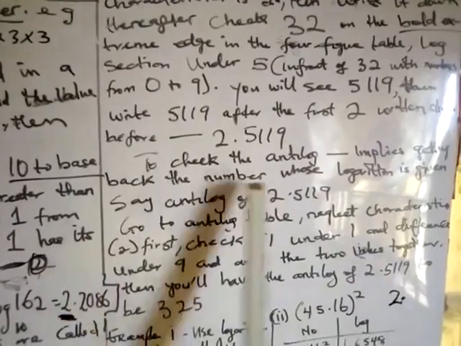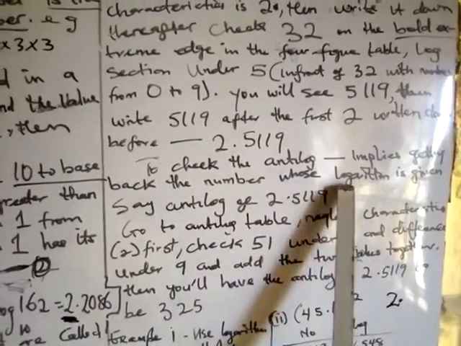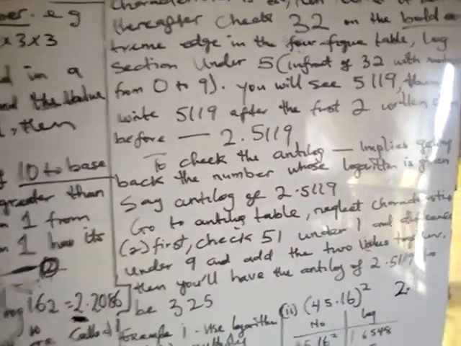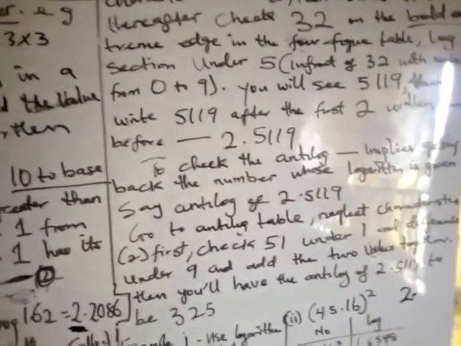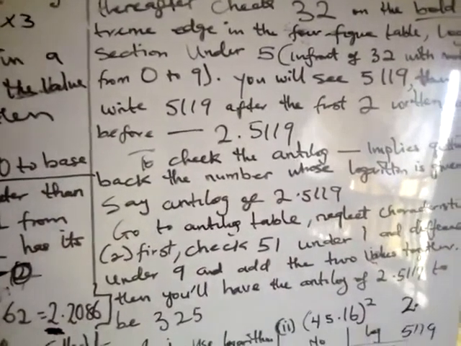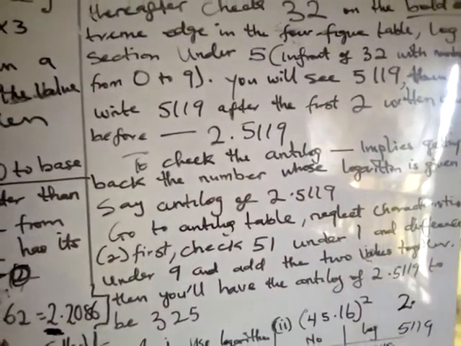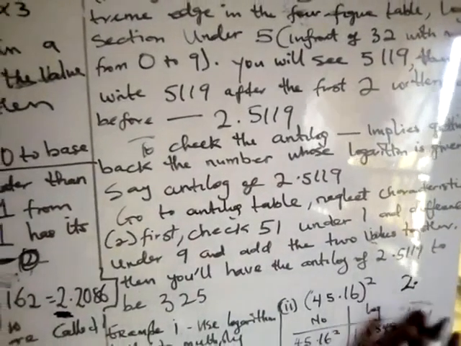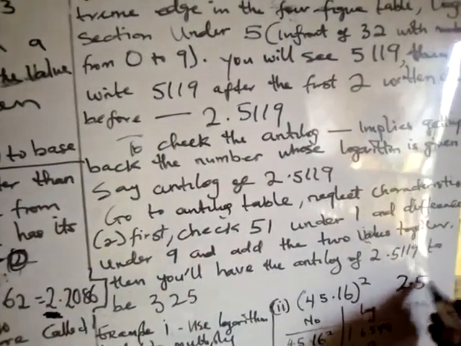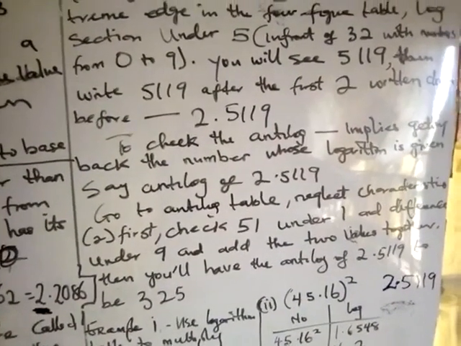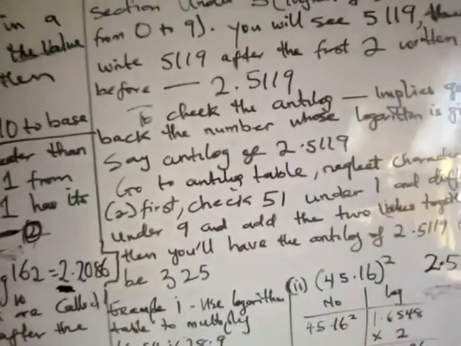You trace it down where you have 5. The value you meet at that 5, you write it down. So if you check your four figure table now, you will see 5119. So 5119, then you write it down. You write it beside that decimal point. That's how you have 2.5119. So that's your answer.